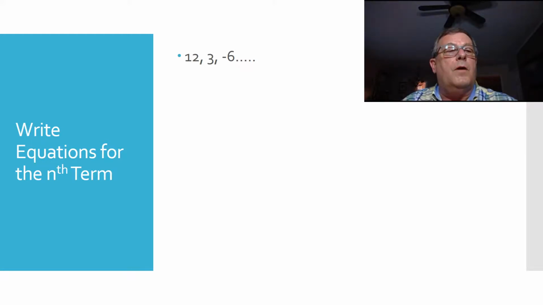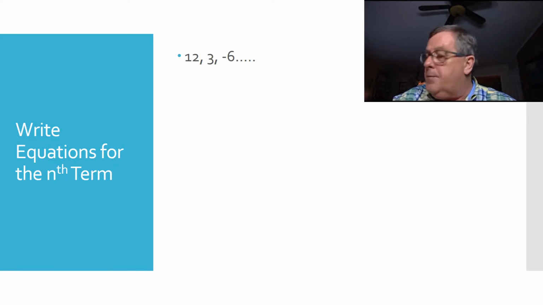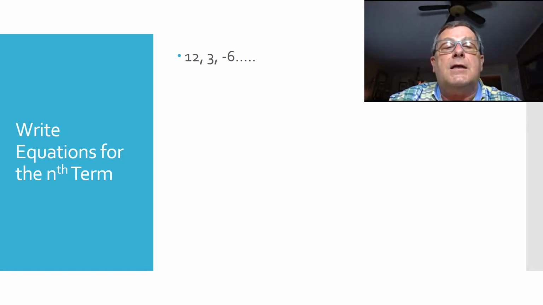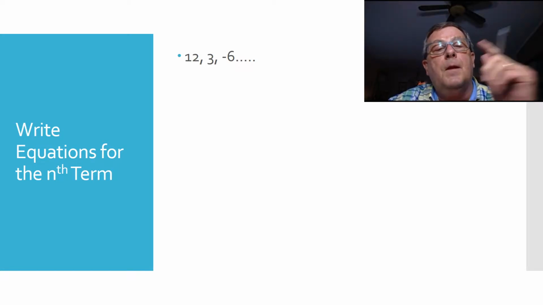Well, okay, we're moving along. Chapter section 10-2, arithmetic sequences and series. We now come to page 667, example 2. And now we're being asked to write equations for the nth term. In this example, I'm just given 3 terms in a sequence.